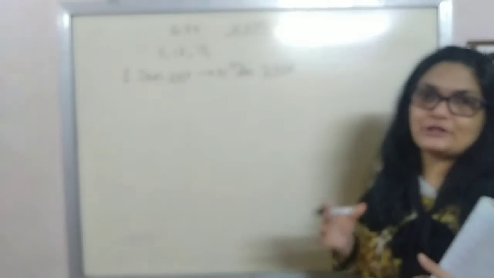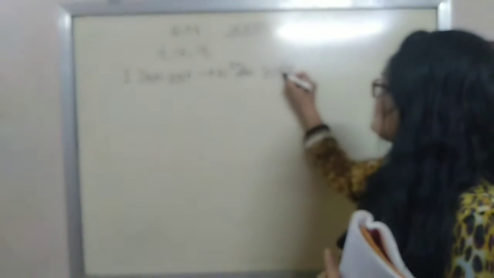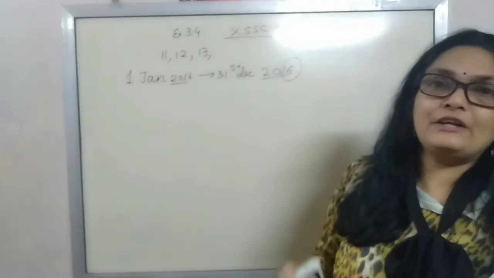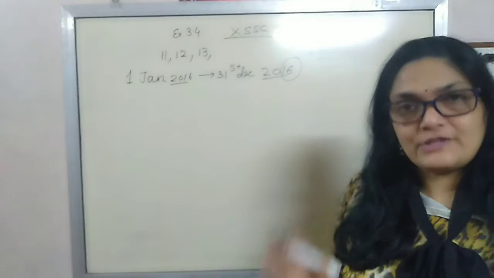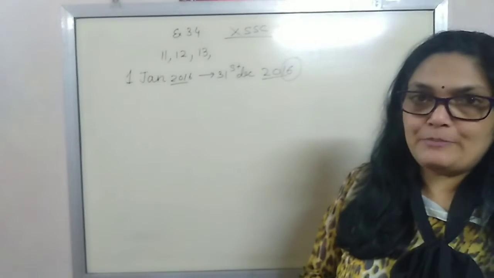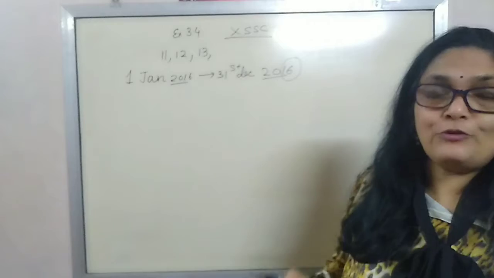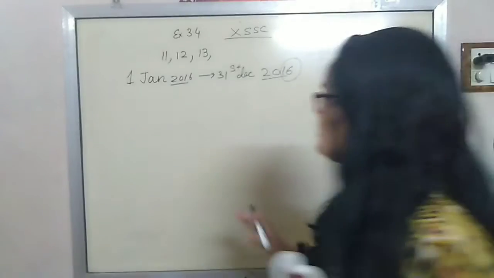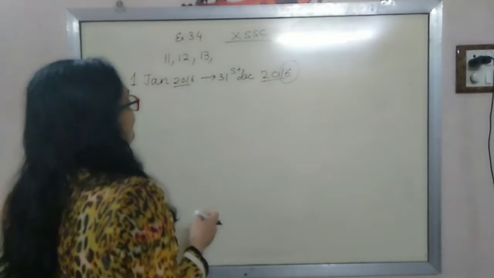And how to find out whether it is a leap year? Take the last 2 digits of the year and divide it by 4. If it is divisible by 4, then it is a leap year. And if it is not divisible by 4, then it is not a leap year. Okay, so I'll write a system over here so that you can copy it down.